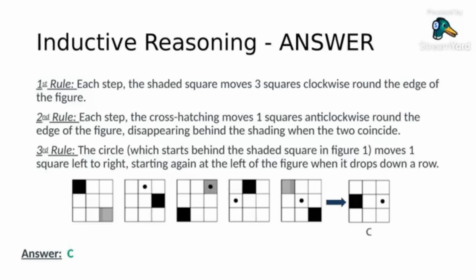Okay, so each step, the shaded square moves 3 squares clockwise. Diba sabi ko po kanina, you have to look for the relationship or a pattern. So since it's a square and each row has three squares, nakita niyo na yung sagot.